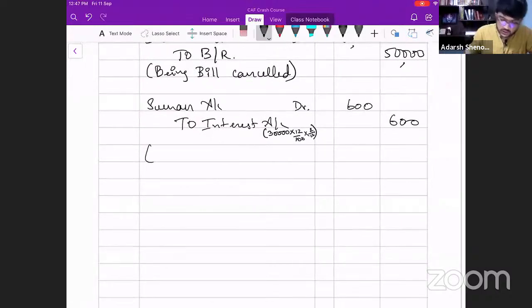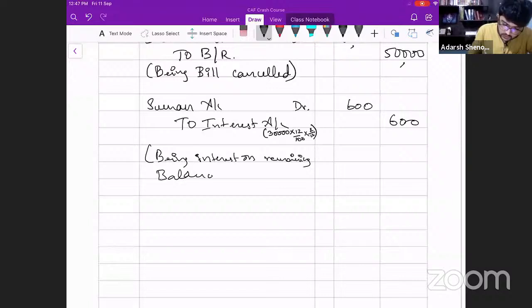600. This is being interest on remaining balance recorded. Now, can you tell me what is the next entry for? What is the next entry going to be? He's paying some amount in cash, right?